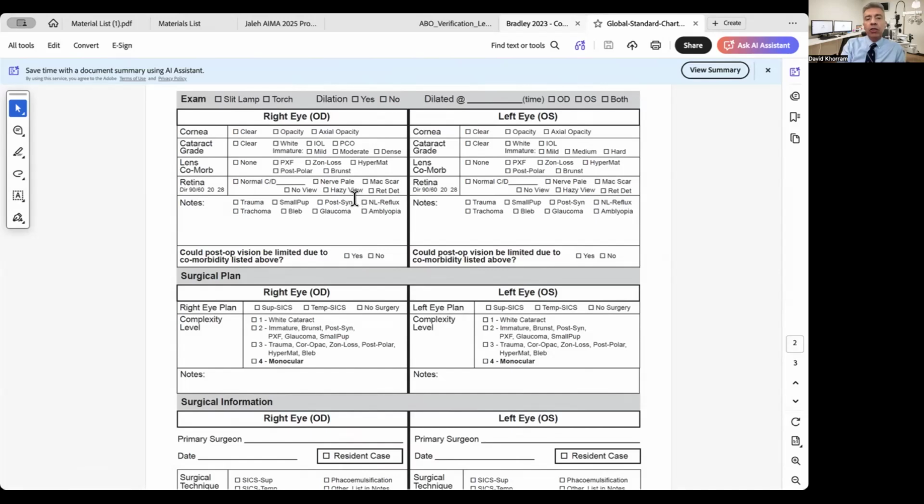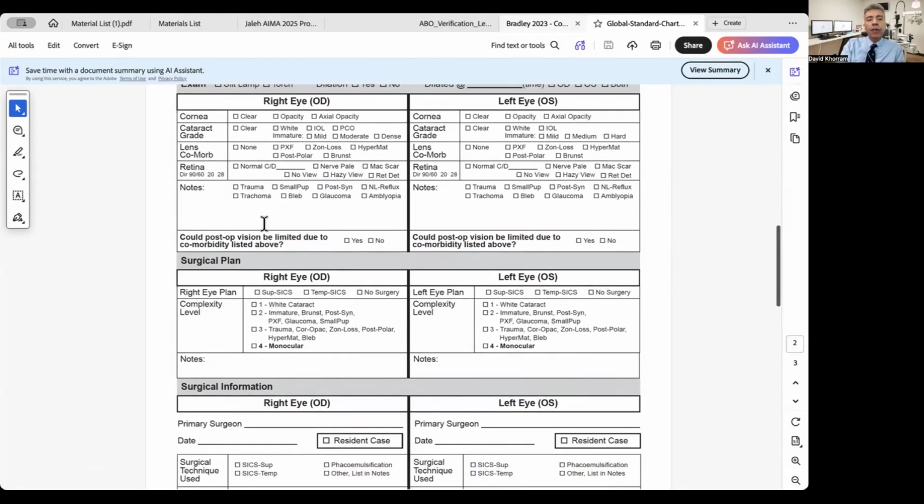There's not enough space here to write yes or no for all of these things, but for significant negative findings, it's always helpful to put a line through it, which indicates that it was checked and not found. So for every patient, I always put no pseudoexfoliation, no zonular loss, and no nasolacrimal sac reflux, just by putting the line through those.